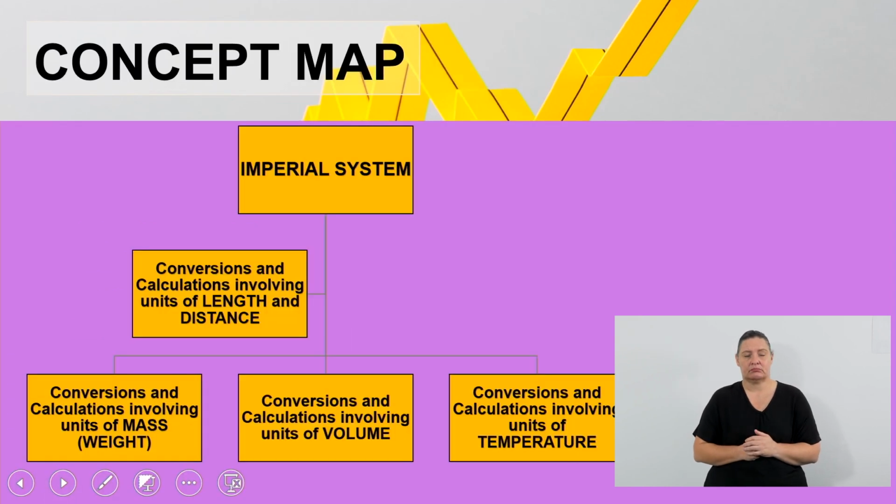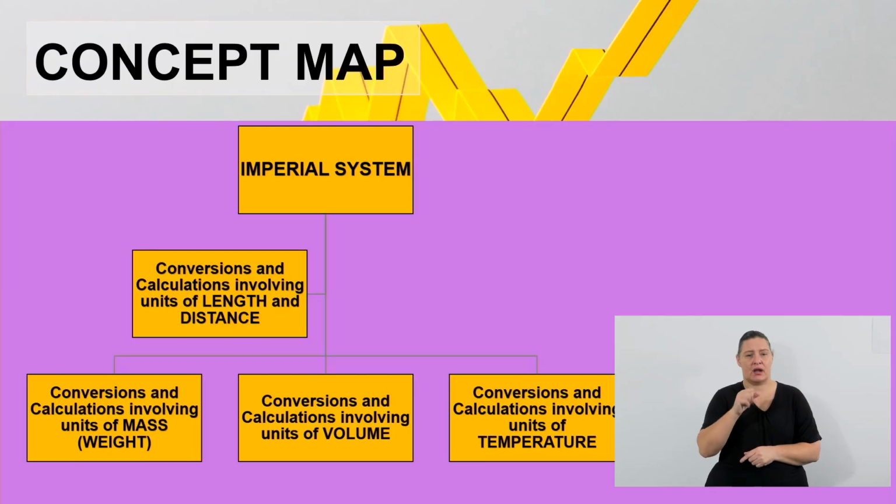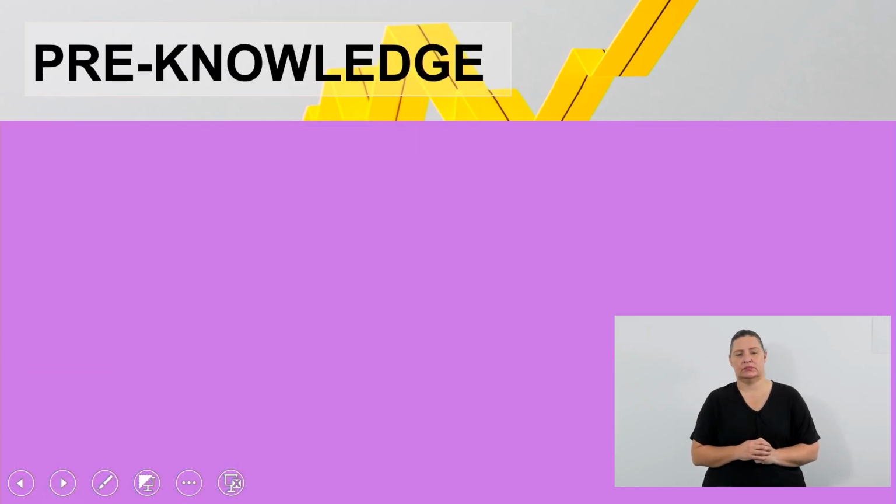Now, in order for us to get through this lesson, let's quickly look at what I will present to you today. As mentioned, we look at the imperial system. Thereafter, we're going to dive straight into conversions and calculations involving units of length and distance. Thereafter, we look at weight, then volume, and then conversions and calculations involving units of temperature.